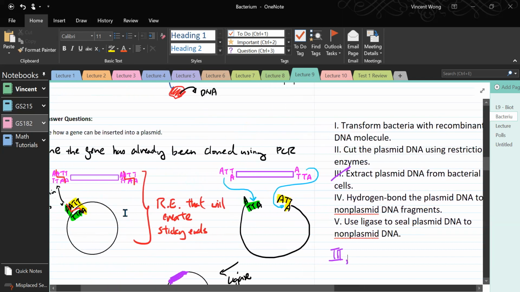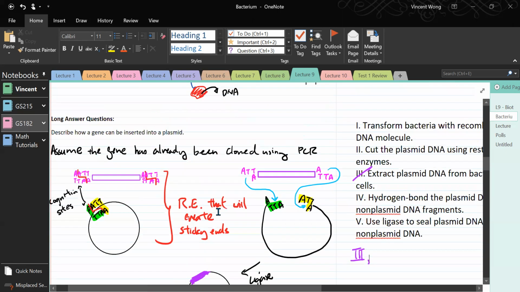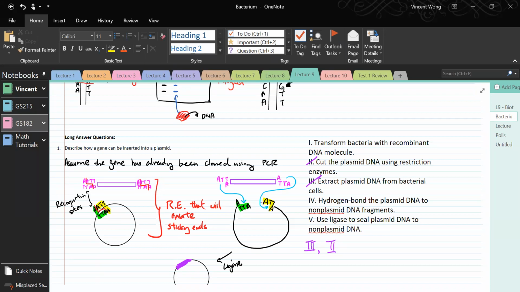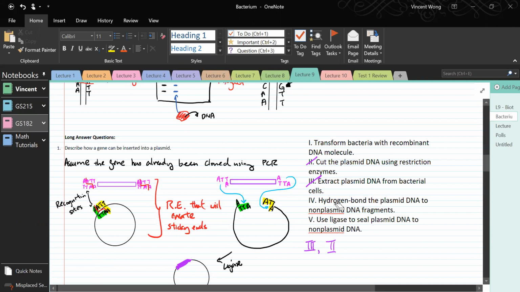Look at the chicken scratch diagram that I've created here. Cedar said cut the plasmid DNA using restriction enzyme. That is absolutely correct. You've got to pop it open. Then what? After that, you're going to have to do number 4: hydrogen bond the plasmid DNA to the non-plasmid DNA fragment. So you've got to put this in there. This question is actually missing the part where you have to treat the clone DNA with the restriction enzyme as well, but given the constraint of the question, that's what it is.